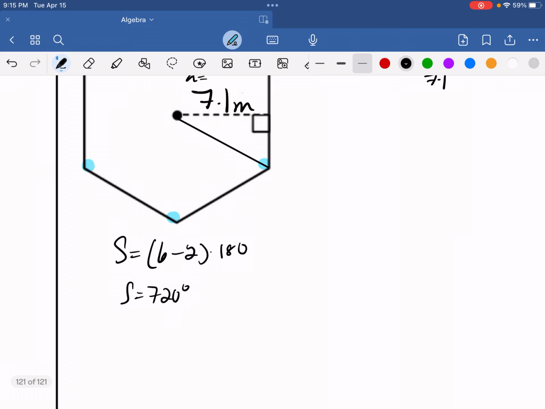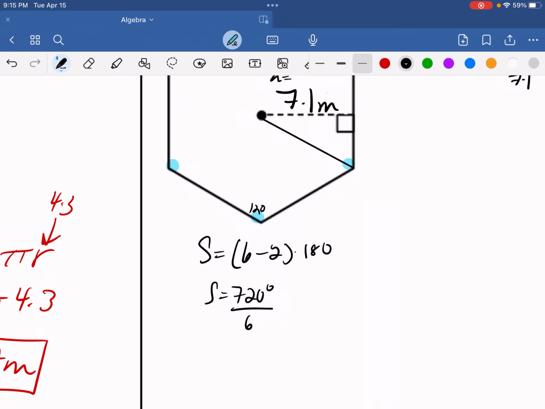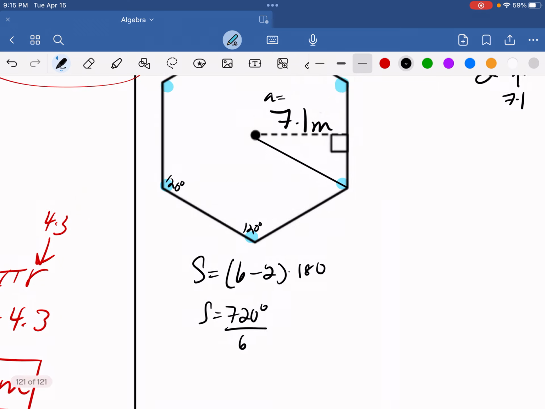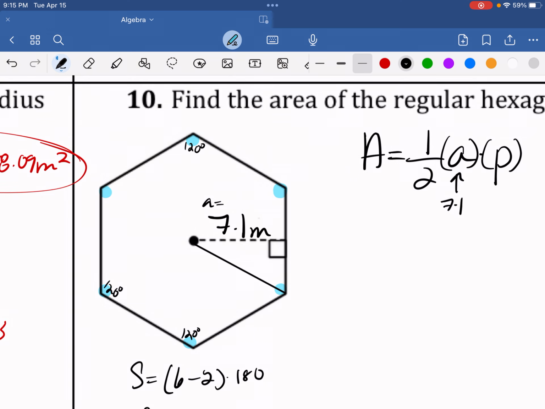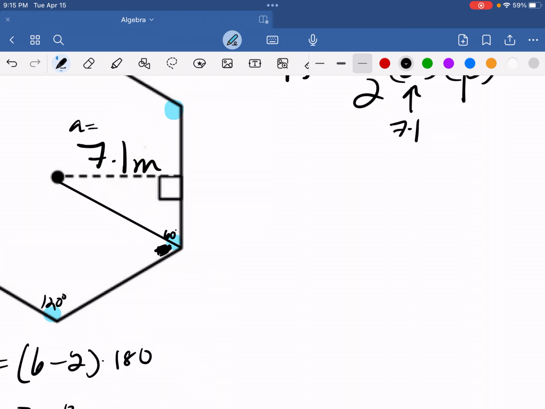So how much is each one? Divided by 6, because there's 6 of them. Each of them is 120. It means this one's 120 and this one's 120. They're all 120. But when we came to this spot, we cut it in half. So it's 60 on each side. And I don't really care about this one. I care about the one inside the triangle. So it means my triangle looks like this.